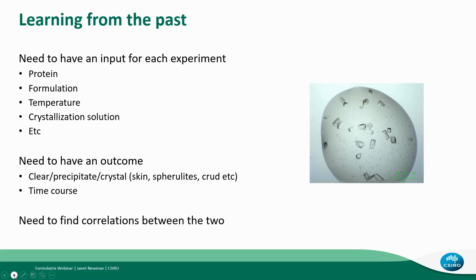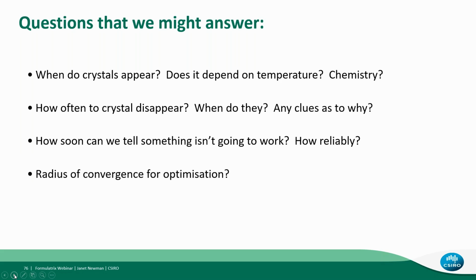And that sounds sort of obvious, except, and then once we had that information, we could start answering questions like, well, when should we start looking for crystals? And, is there a best temperature, and is there a better chemistry? And, how often do crystals grow and then dissolve, which they do, and it's depressing. How can we tell when something isn't going to work? When can we stop doing experiments? And, how do we optimize most efficiently?